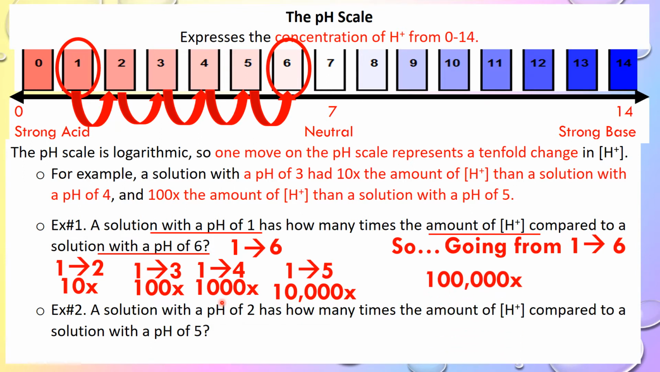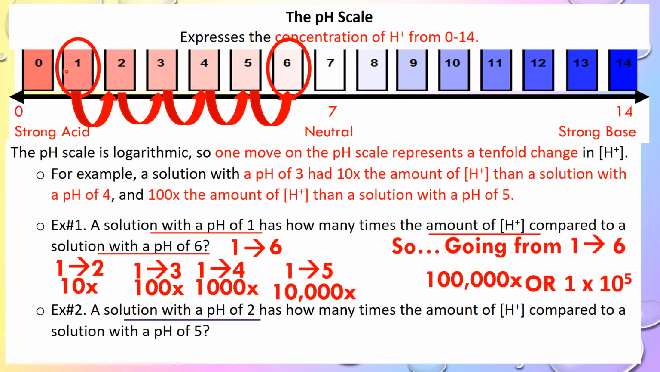It's 100,000 times. The concentration is 100,000 times different. So in terms of hydrogen, acids have the H plus on them, and we know that bases have the OH minus on them. So going from a 6 down to a 1, it's 100,000 times more acidic. If I had a pH of 6 in my solution, going down to a 1, it's 100,000 times.